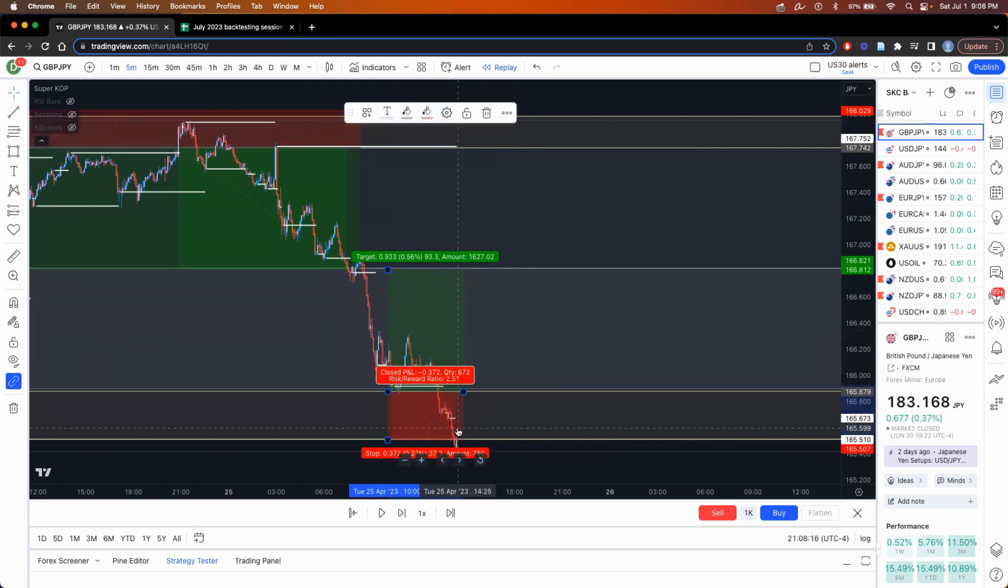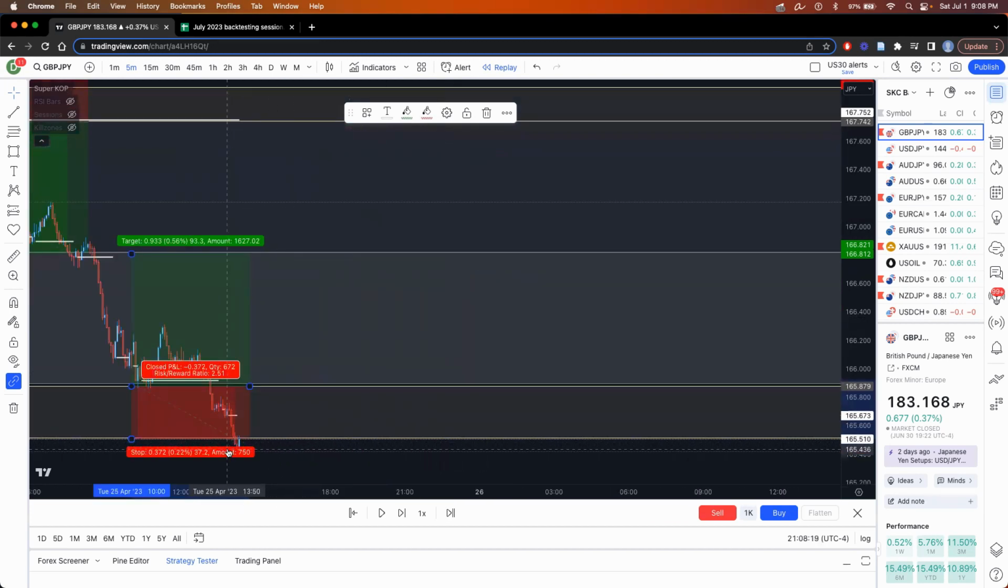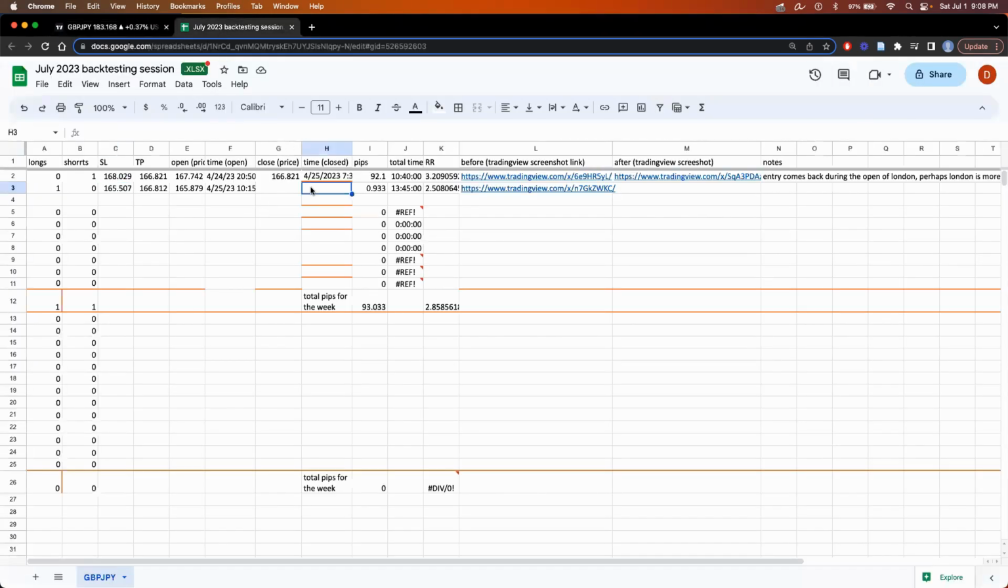So let's see, where did it hit the stop? We hit it right here, 1410. 4, 5, 3. A 3-hour trade, close price of our stop loss. And I forgot to put this times 10. How many times 100? So minus 37 pips so far.